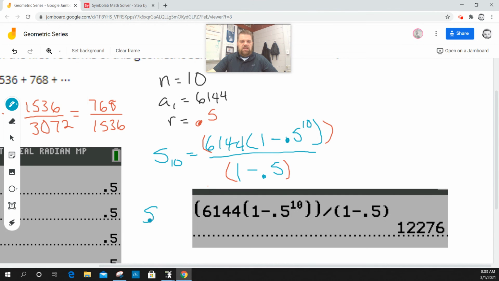So this whole thing, the sum of the 10 terms, is equal to 12,276. Okay. If, for example, somebody puts divided by 1 minus 0.5, well, what it'll do is divide by 1 and then subtract the 0.5. So you got to put the parentheses around the numerator and the denominator. Okay? Okay, that's it on that one.